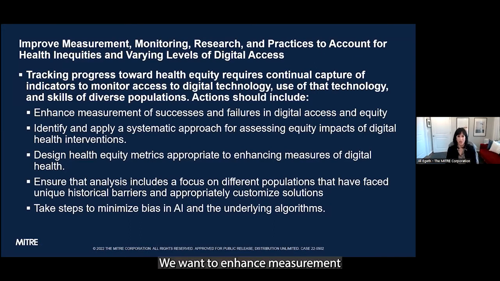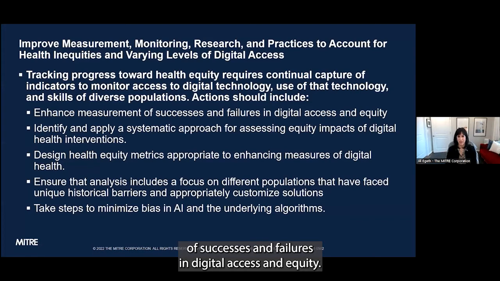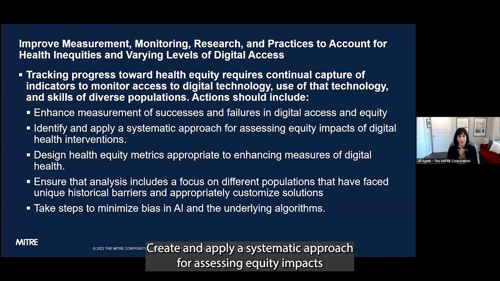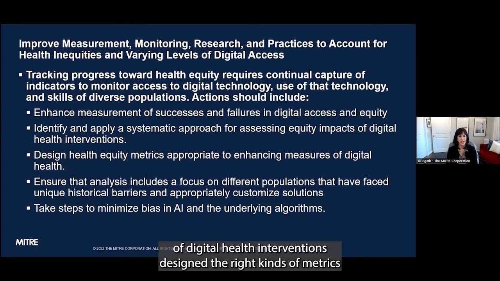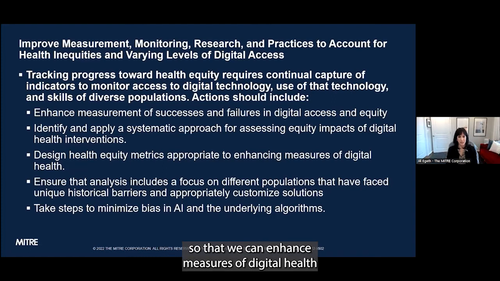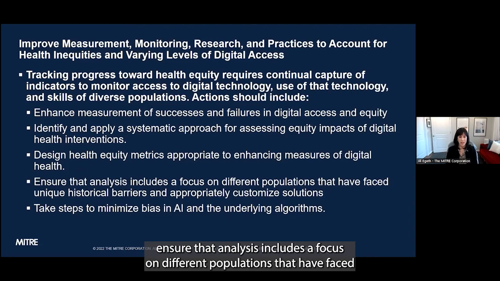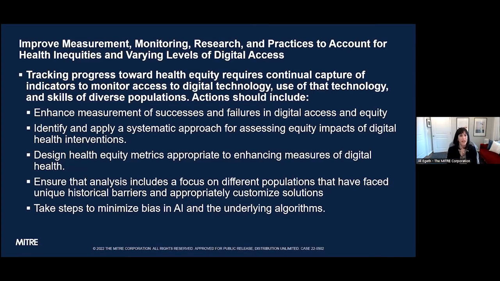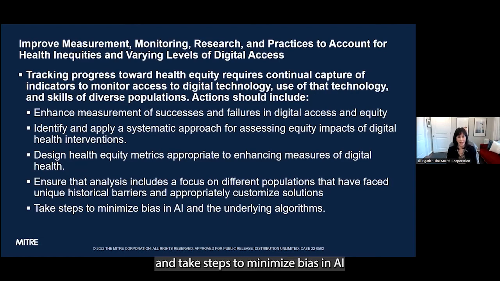We want to enhance measurement of successes and failures in digital access and equity, create and apply a systematic approach for assessing equity impacts of digital health interventions, design the right kinds of metrics so that we can enhance measures of digital health, ensure that analysis includes a focus on different populations that have faced unique historical barriers, and create appropriately tailored solutions, and take steps to minimize bias in AI and the underlying algorithms.